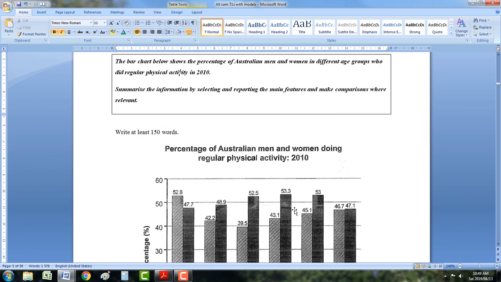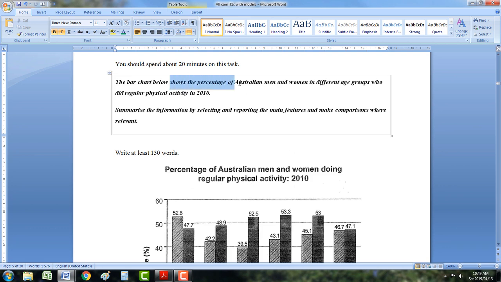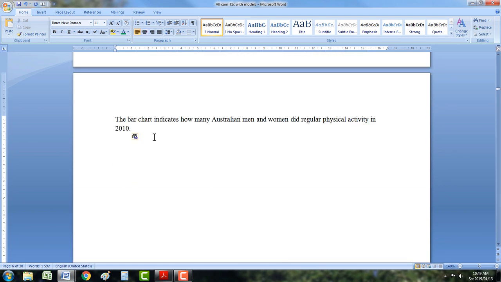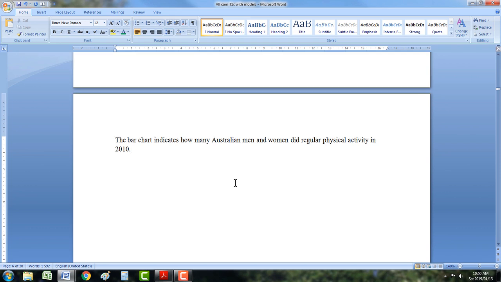Right, I don't want to focus too much on paraphrase and overview now because I really want to focus on these sentences that we're using. So I'll just do the paraphrase for you. Use a how much or how many. It's a nice way to paraphrase. So I just said that the bar chart indicates how many Australian men and women did regular physical activity in 2010. Now, one thing I want to say about this is, what can you paraphrase that to? You can paraphrase that to exercised, and you should be able to do that. Exercise, it's like a band 3 word. You learn exercise in pre-intermediate.